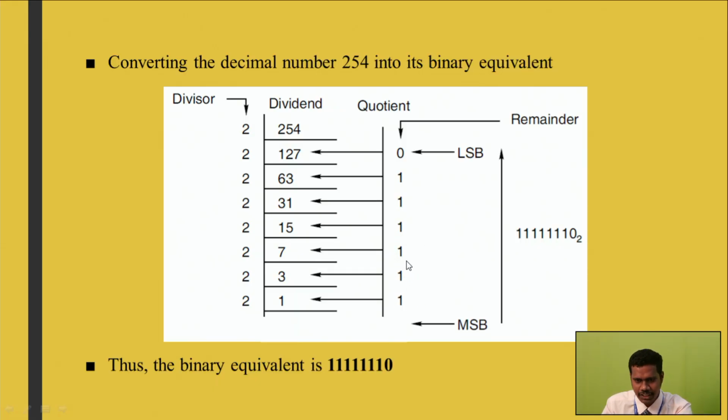Likewise we have seven ones followed by 0. So that is the binary equivalent for the given 254, which is in the decimal number system, converted into the binary number system, which has binary values. It's a combination of zeros and ones, seven ones followed by 0. So that is the binary equivalent for the given decimal number 254. So this is a sample example: 254 is divided by 2 repeatedly until we get the quotient value either 0 or 1.